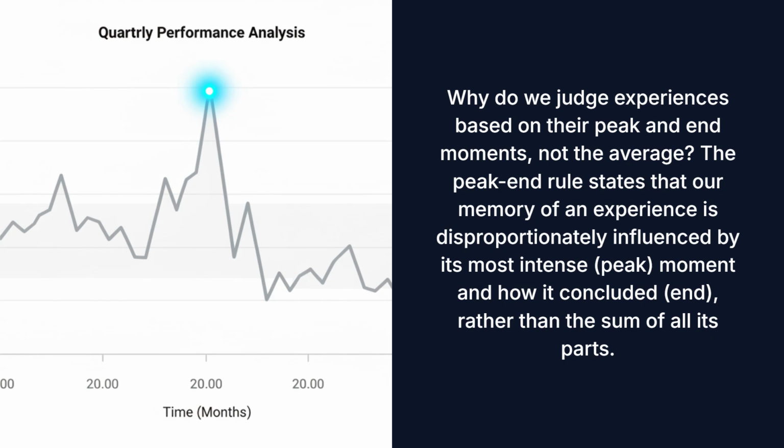We don't remember every moment of an event. Instead, our overall judgment is heavily weighted by the most emotionally intense point, the peak, positive or negative, and the final moments of the experience. This means that even a long, slightly unpleasant experience can be remembered positively if it has a strong positive ending, and vice versa. This is crucial for customer service and event planning.